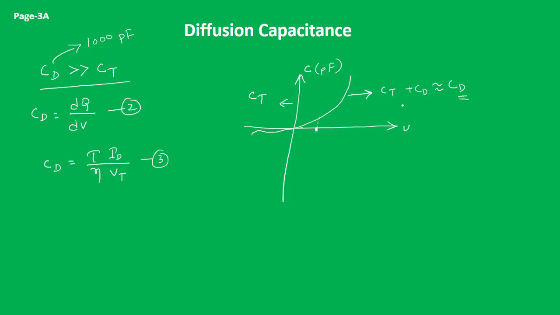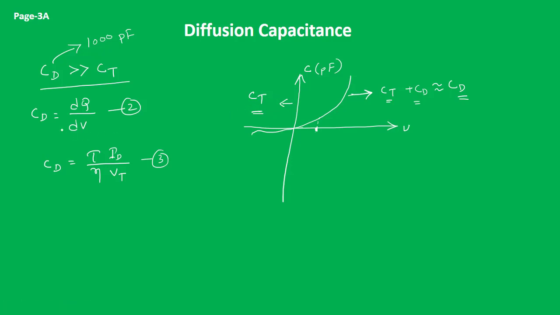So the total capacitance is basically CT plus CD together. Since CD is much greater than CT, we can write that whatever we are getting during the forward bias is the diffusion capacitance only. Whereas when reverse bias is applied, we do not have any diffusion capacitance, we have only the transition capacitance.